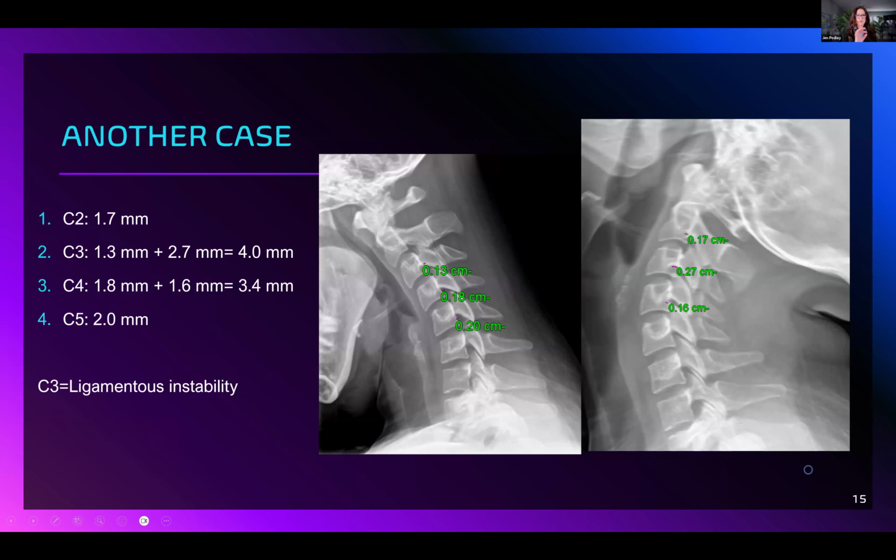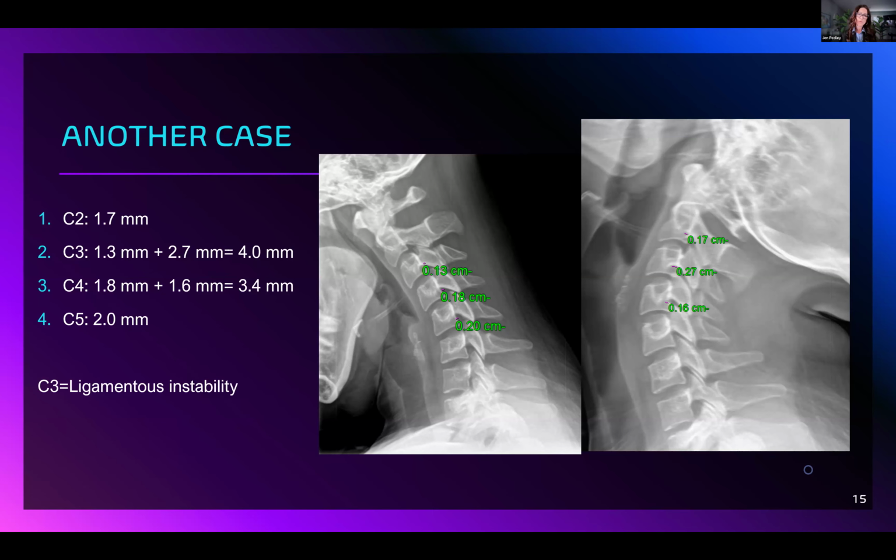Different case, I just kind of quickly put in my measurements. Of course, I had already, because I used a different program for this, and again, just for simplicity of today's lecture. So with C3, this is showing you another example of C3 showing some increased motion, and 4 millimeters would add up in total. C2 did have more of the extension.